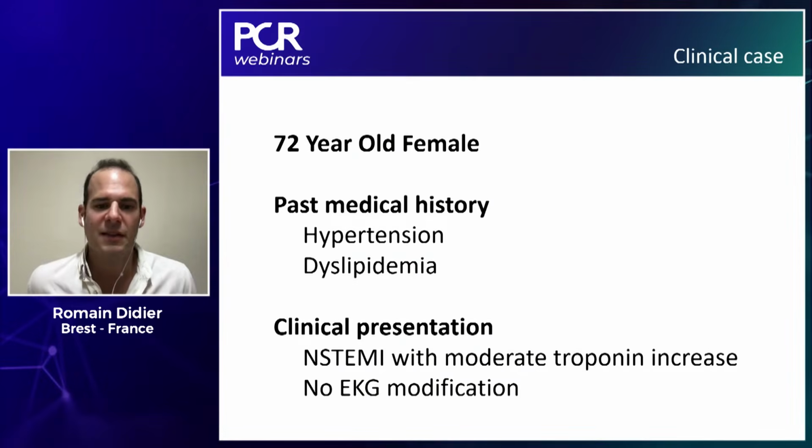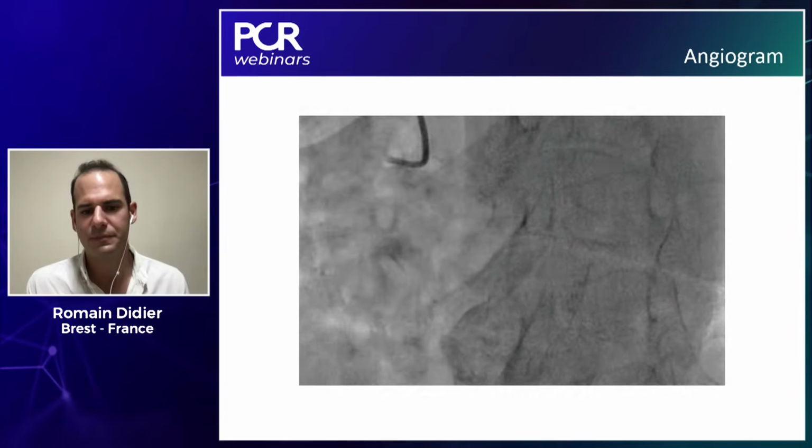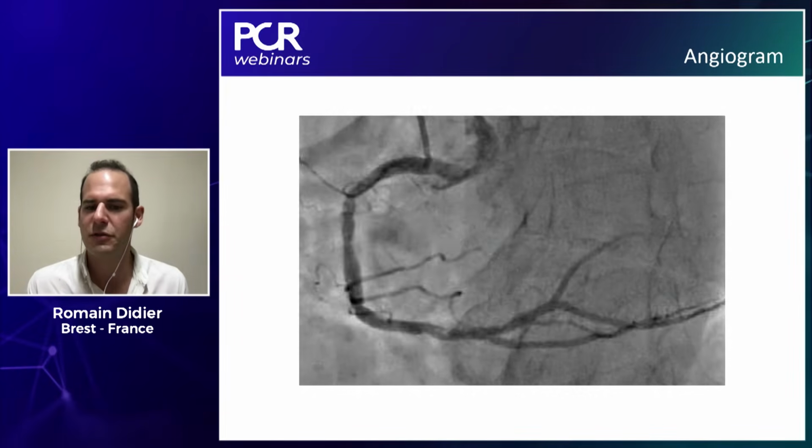It's a 72-year-old female with no relevant past medical history. We can just mention hypertension and dyslipidemia. She came to our hospital with a non-STEMI presentation, but we noted just a moderate troponin elevation. The EKG didn't present any relevant modification. So we go directly to the angio.